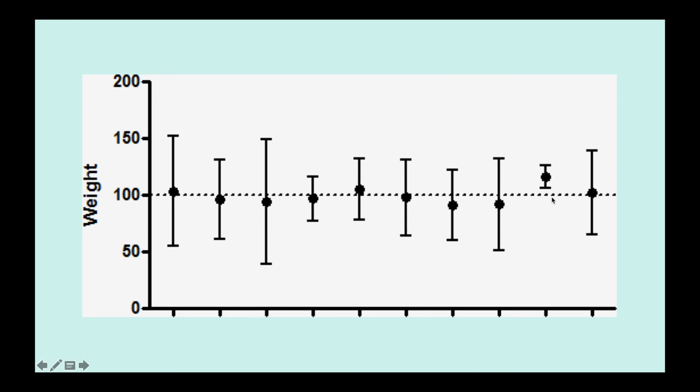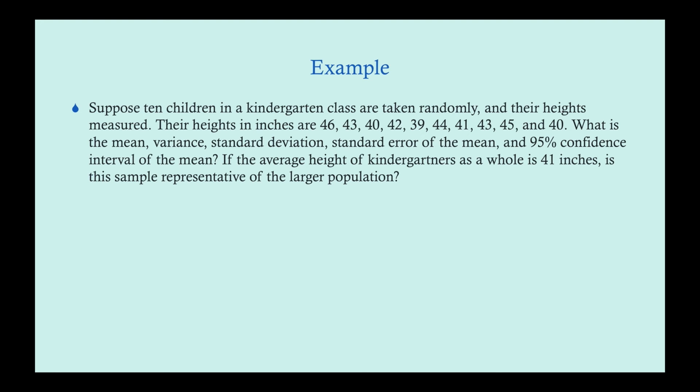And I'm going to give you a really good example of how you really use this in real life in a little bit. Okay, so this is our big example here, just to put together everything that we've used. Suppose 10 children in a kindergarten class are taken randomly, and their heights are measured. Their heights in inches are 46, 43, 40, 42, 39, 44, 41, 43, 45, and 40. What is the mean, the variance, the standard deviation, the standard error of the mean, and the 95% confidence interval of that mean?